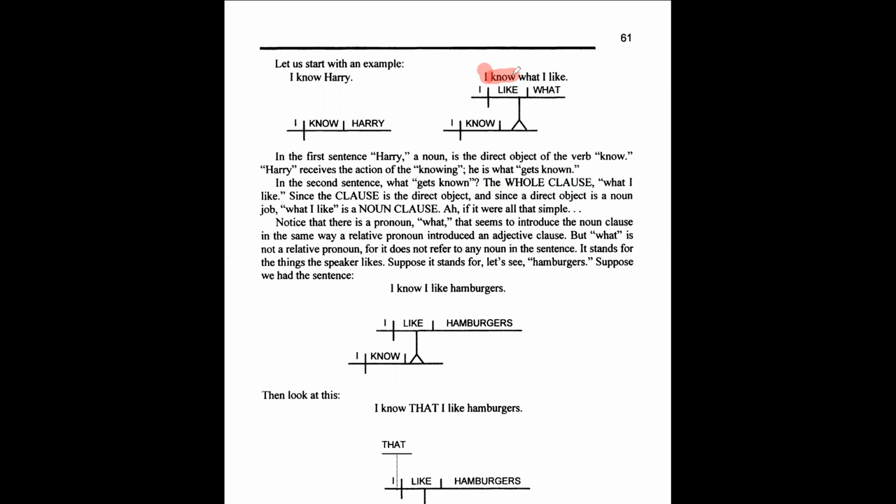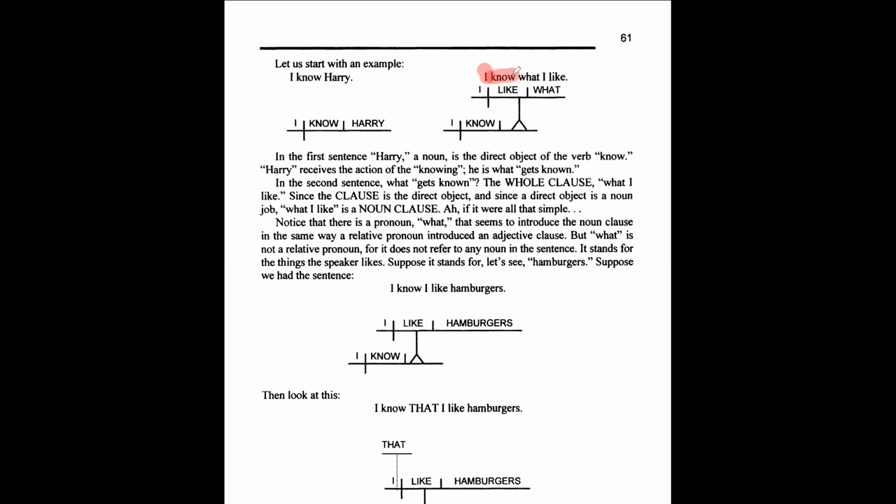So that extra clause, you have to figure out, well, what is it doing? You have to look at its role in the sentence. You say, well, I know what I like. Okay, well, replace that with a single noun, like I know Harry. Okay, well, Harry would be the direct object. So what I like must be a direct object. Well, if it's a direct object, we know that nouns are direct objects. So this must be a noun clause. So that's one way of doing it. You look for the noun roles, and then you know you have a noun clause.